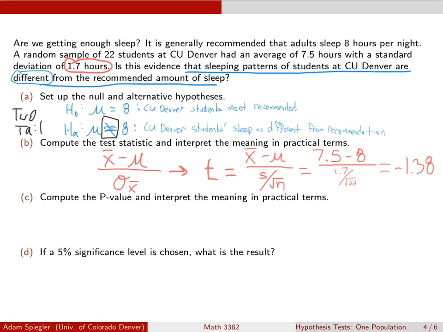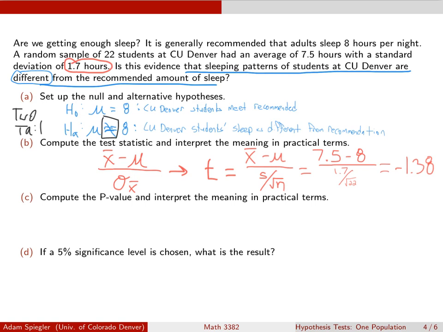And so now this negative sign is significant because our observed sample mean was less than the claim in the null hypothesis. So what this is telling me is that a mean of 7.5 hours of sleep from a sample of 22 students is about 1.4-ish standard errors less than the value that was claimed in the null. Okay, and we've got a two-tailed test.